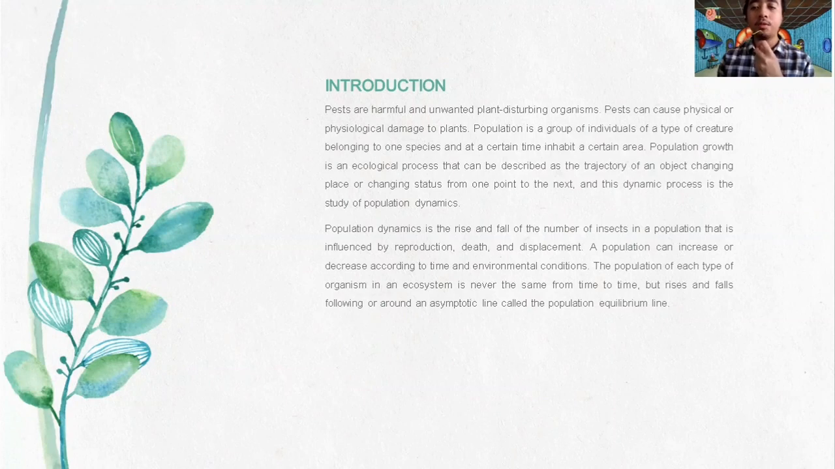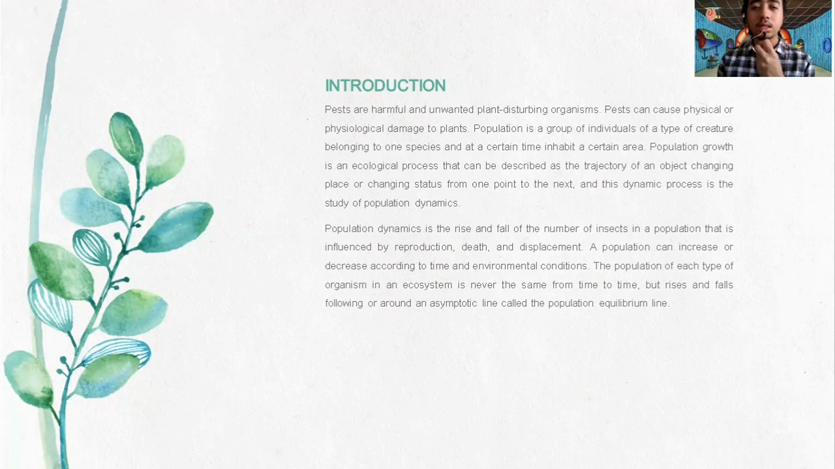Population is a group of individuals of a type of creature belonging to one species that, at a certain time, inhabit a certain area. Population growth is an ecological process that can be described as the trajectory of an object changing place or changing status from one point to the next. And this dynamic process is the study of population dynamics.